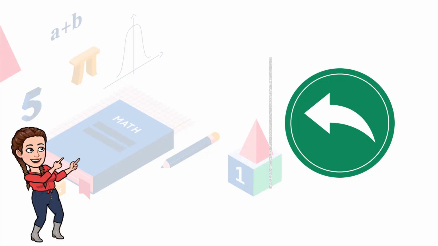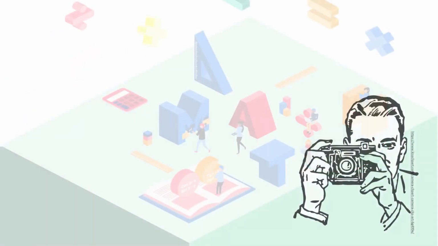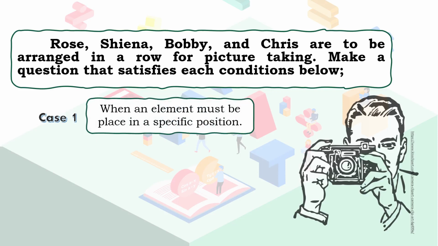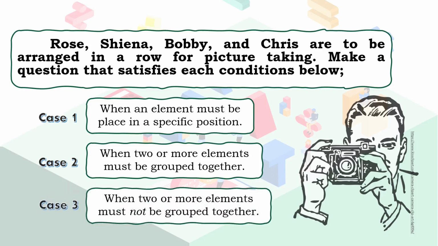Before we start with our lesson, let us have a recap. I have here a situation. Rose, Sheena, Bobby, and Chris are to be arranged in a row for picture taking. Make a question that satisfies each condition below. Case number 1. When an element must be placed in a specific position. Case number 2. When 2 or more elements must be grouped together. And case number 3. When 2 or more elements must not be grouped together.